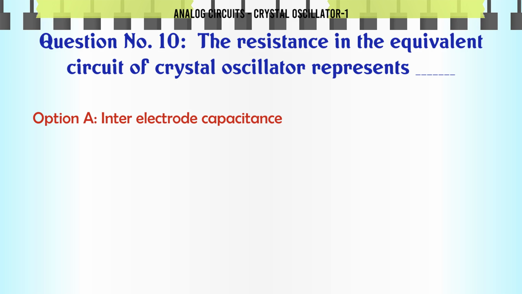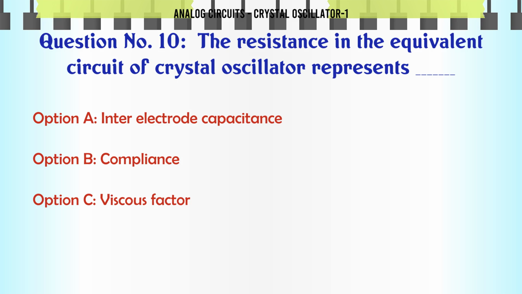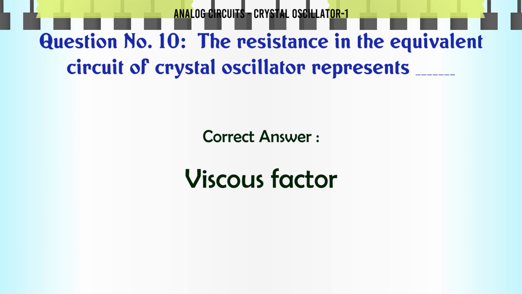The resistance in the equivalent circuit of a crystal oscillator represents A inter-electrode capacitance, B compliance, C viscous factor, D mass. The correct answer is viscous factor.